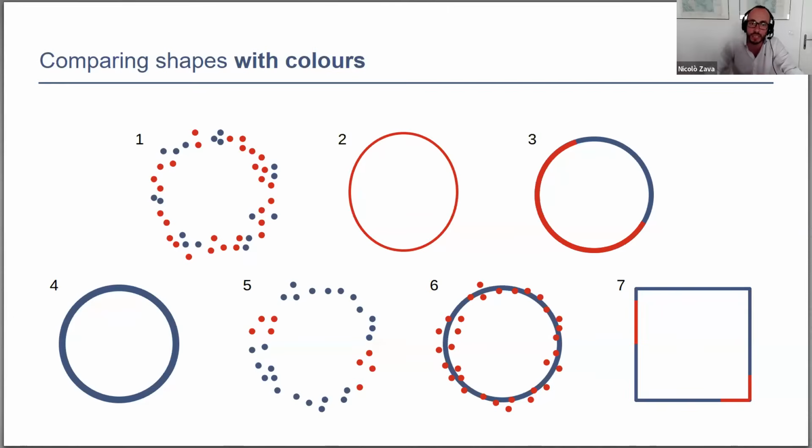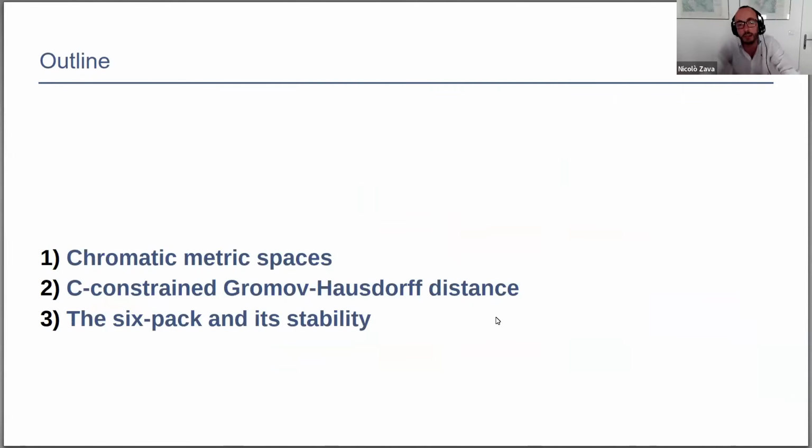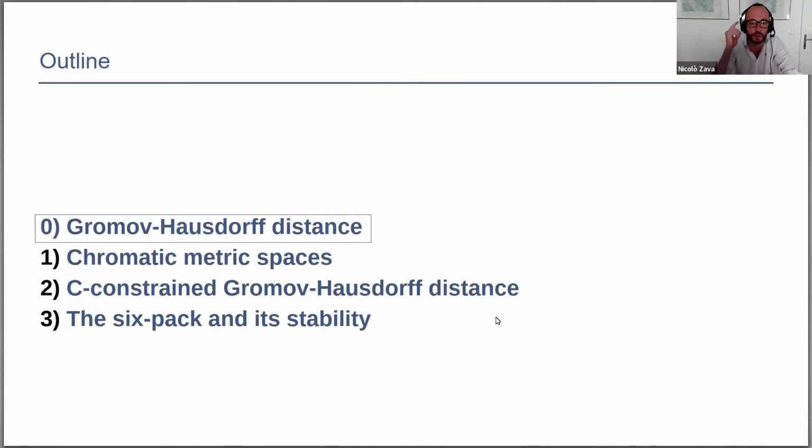So this is what I want to discuss: how to generalize the Gromov-Hausdorff distance to this setting. And so this is the outline. First, I would like to introduce formally what I mean by chromatic metric spaces, introduce the C-constrained Gromov-Hausdorff distance, and then validate its definition by showing the stability of the six-pack, which is a topological pipeline to extract persistence diagrams from chromatic point clouds. Let's start with point 0, because I cannot assume everyone knows the Gromov-Hausdorff distance.